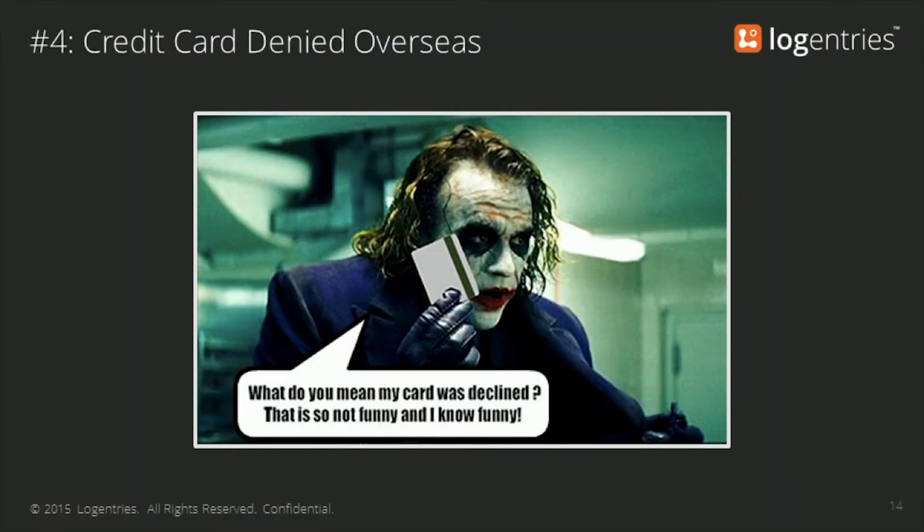Number 4, this happens to me a lot. I travel a lot, and I know I should call the bank in advance of traveling, but I rarely do. It leaves me in an embarrassing situation where I can't pay for stuff when I'm abroad. And I don't think I'm the only person that this has happened to, because banks have dedicated teams that are available 24/7 to unblock your credit card when this occurs.